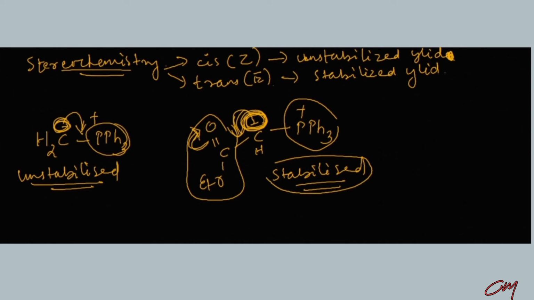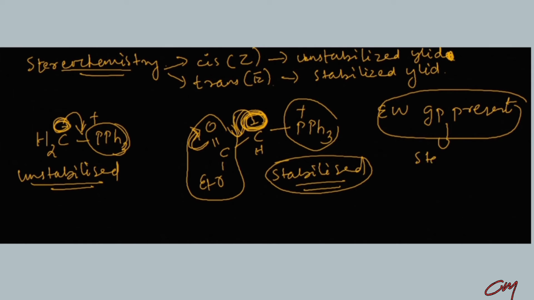So it is stabilized. And so we can say that in a stabilized ylide, there will be an electron withdrawing group present. Now we will see some examples.